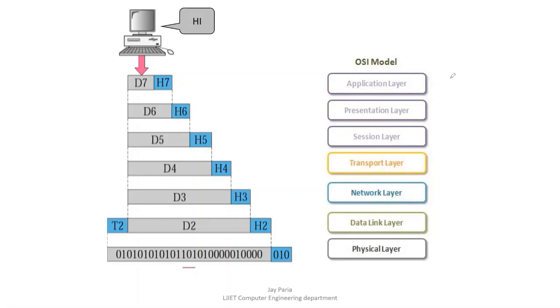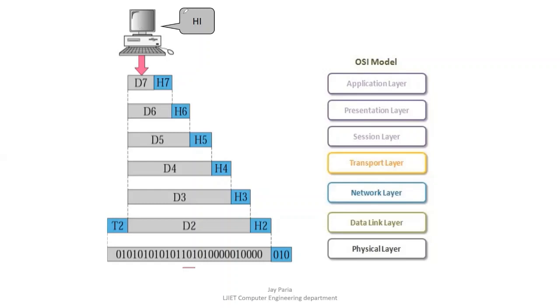It has seven layers: application layer, presentation layer, session layer, transport layer, network layer, data link layer, and the physical layer. Each layer has a particular task, and each layer has some protocols. What is a protocol? A protocol is a set of rules. Now in this example, suppose you want to send a hi message to your friend. This message will follow all the layers.